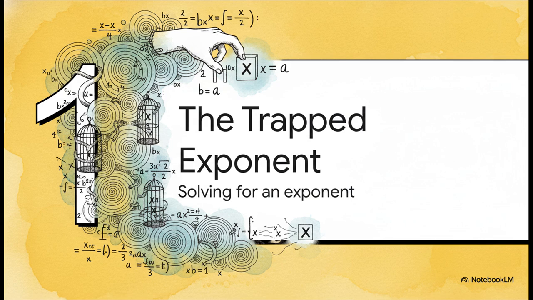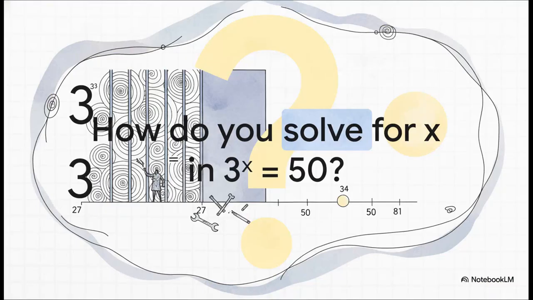All right, let's start with the problem that brings us all here. It's a fundamental challenge in algebra, you know? When your variable is way up high as an exponent, how in the world do you get it down? Our usual algebraic tricks, well, they just don't work. Okay, take a look at this equation. 3 to the power of x equals 50.